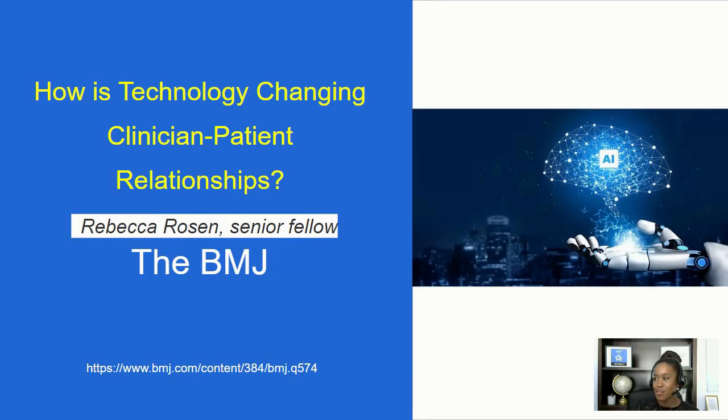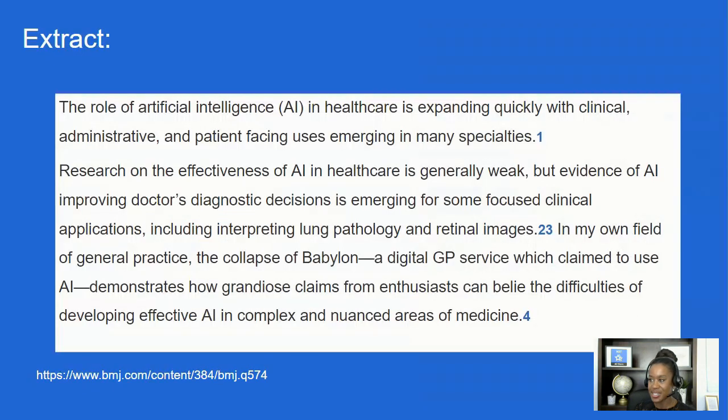For example, in the BMJ, I've had a quick look at an article here, and it's about technology and the clinician patient relationship. Now, this is quite topical. We can all feel the impact of AI, for example, in our working lives. So, an article like this could be of interest to you. And the links are here, if you want to go to it at any point. I'm going to just share with you a quick extract from it. Okay, I'll read it out to you.